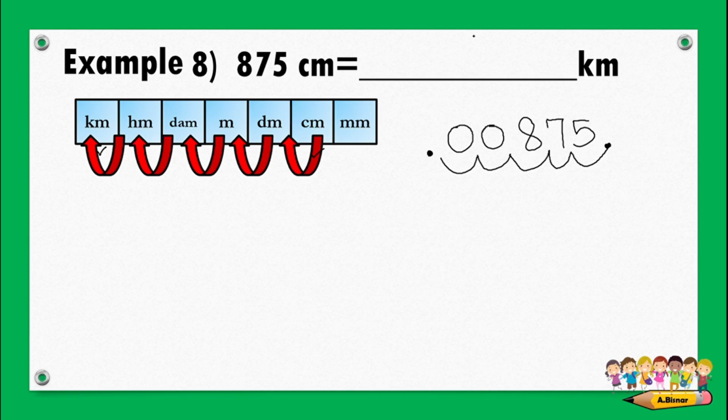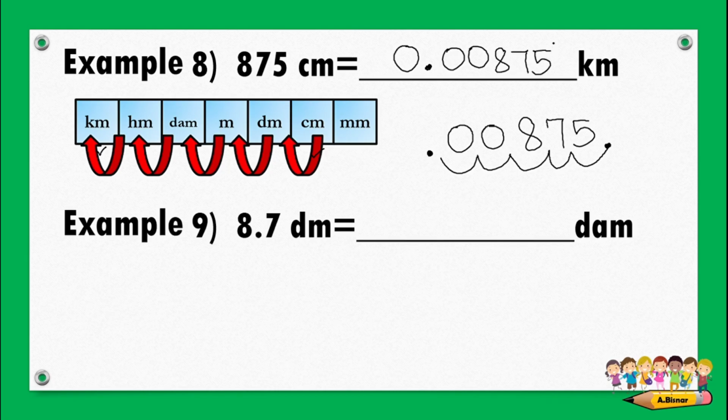0.00875. So we have to add 0 first before we write the decimal point. And let's just copy this. So there are 2 zeros, and then we have 8, 7, and 5.